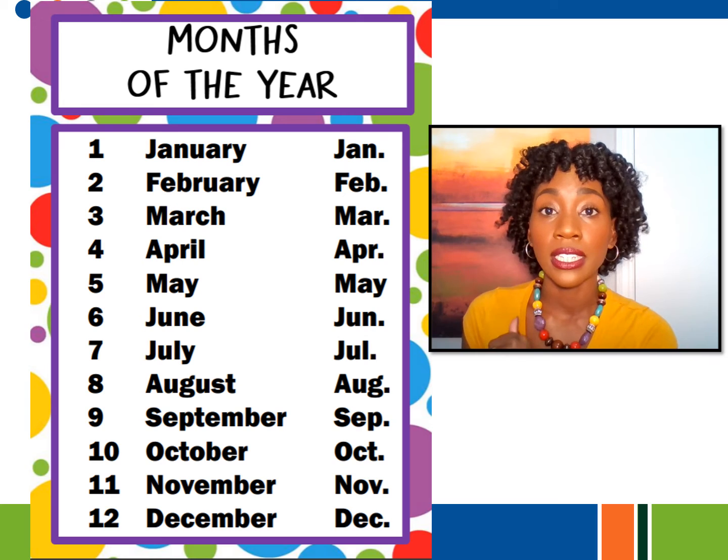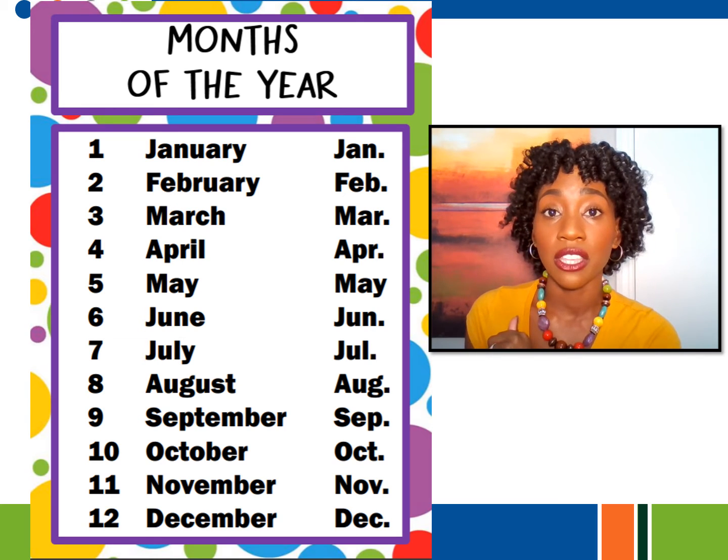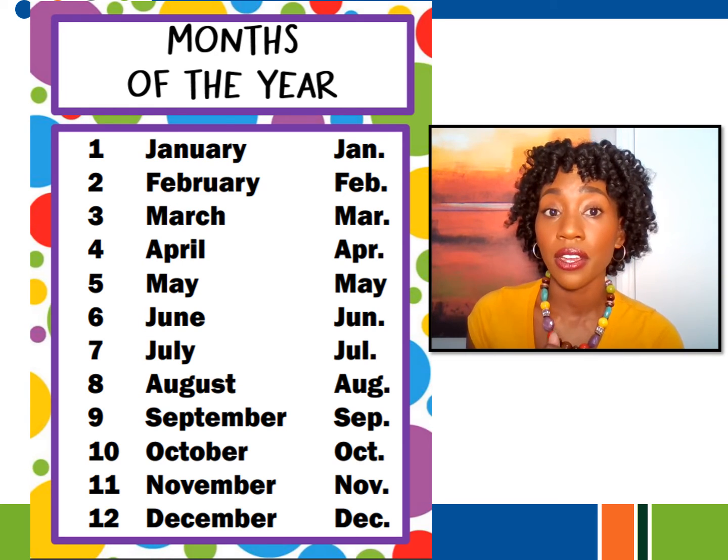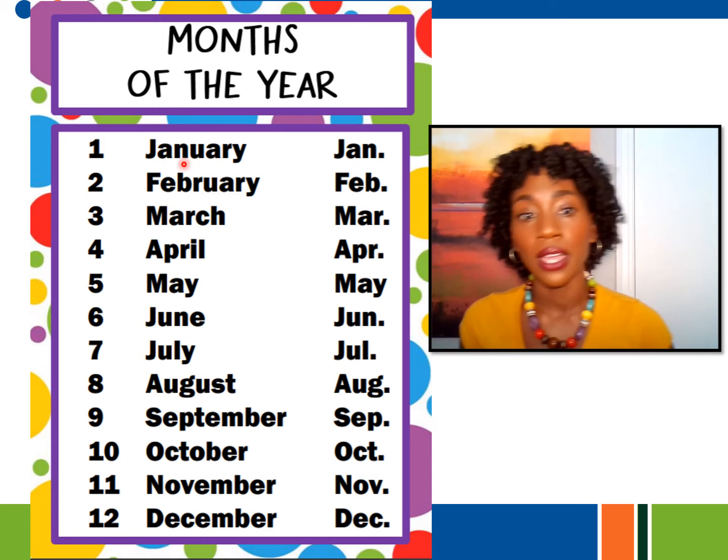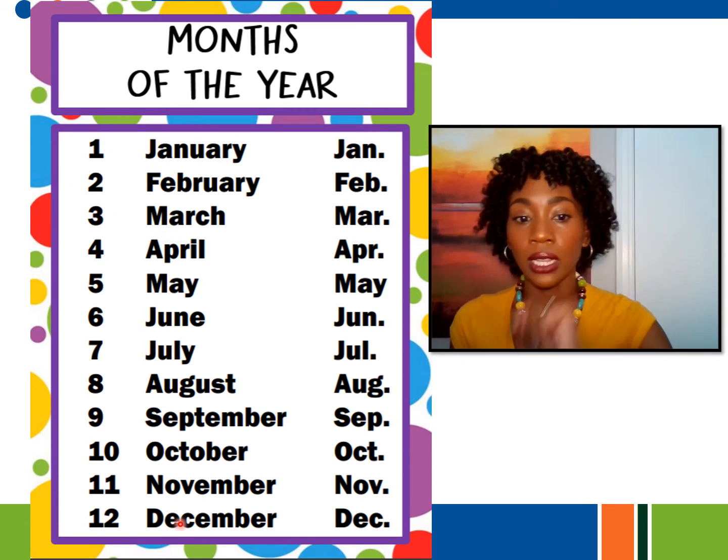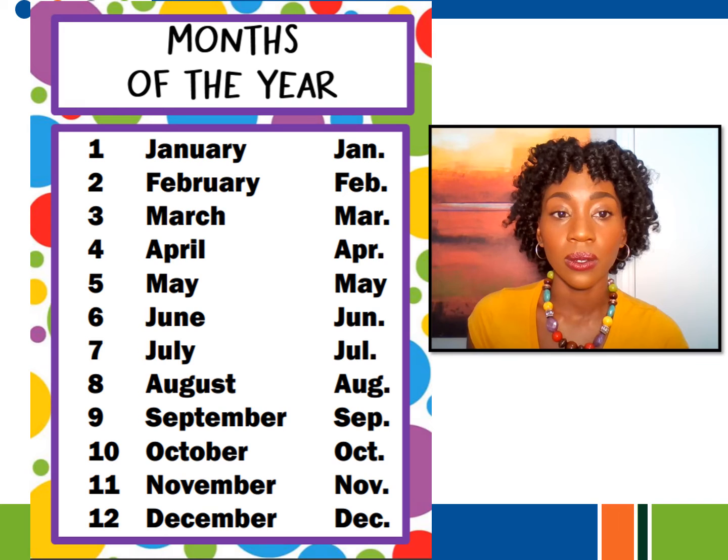So we are going to say our months of the year. We always start with January, our first month, and go down to our current. So January, February, March. Let's go ahead and give March a circle.